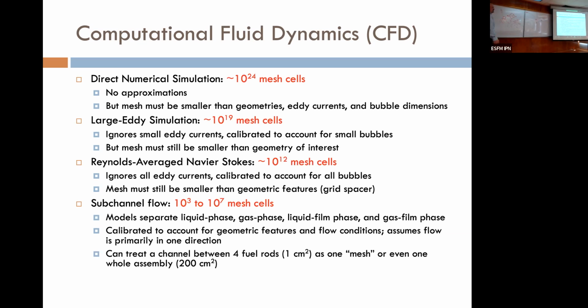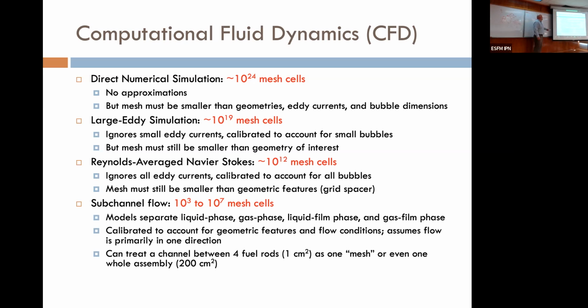So in doing so, if I'm modeling the full assembly, then I'm looking at 10 to the third type of unknowns. If I'm modeling every individual channel, I'm looking at 10 million mesh cells. Reynolds average Navier-Stokes, at least 10 to the 12th. Jumping up to large eddy simulation, at least 10 to the 19th. Direct numerical simulation, 10 to the 24th mesh cells.